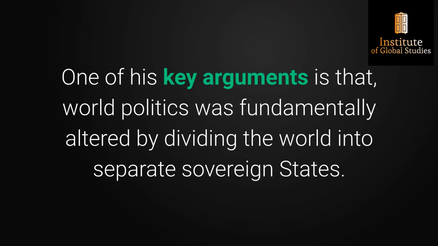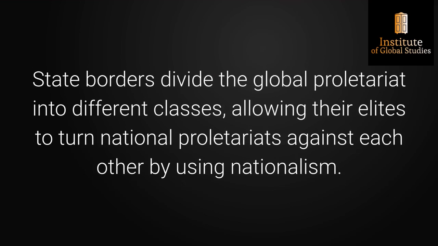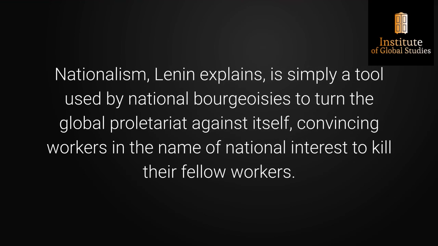One of his key arguments is that world politics was fundamentally altered by dividing the world into separate sovereign states. State borders divide the global proletariat into different classes, allowing their elites to turn national proletariats against each other by using nationalism. Nationalism, Lenin explains, is simply a tool used by national bourgeoisies to turn the global proletariat against itself, convincing workers in the name of national interest to kill their fellow workers.